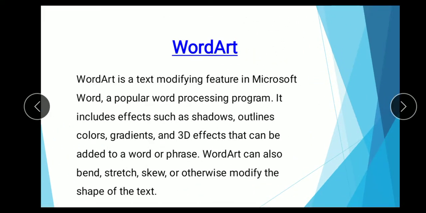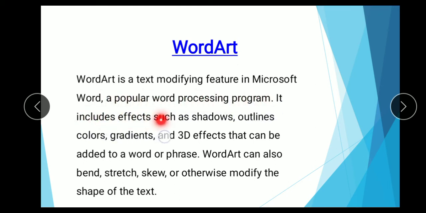Word art. Word art is a text modifying feature in Microsoft Word, a popular word processing program. It includes effects such as shadow, outlines, colors, gradients, and 3D effects that can be added to a word or phrase. Word art can also bend, stretch, skew, or otherwise modify the shape of the text.